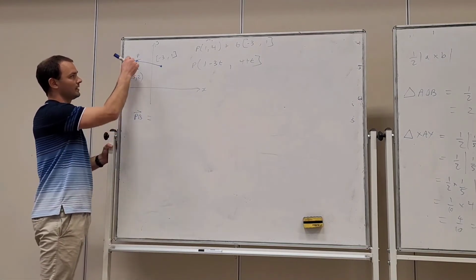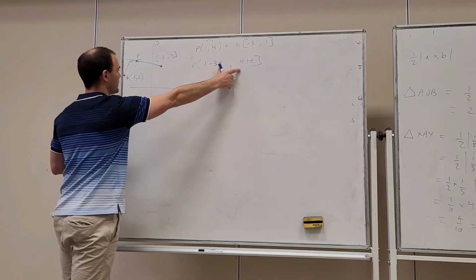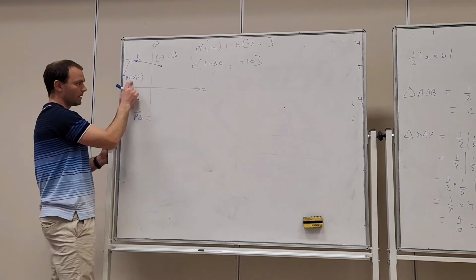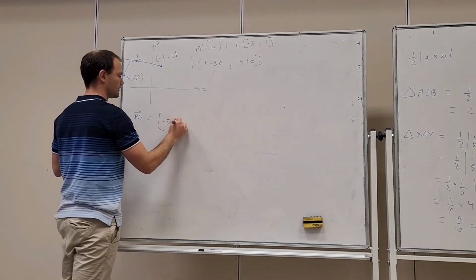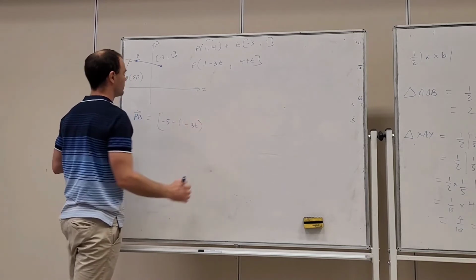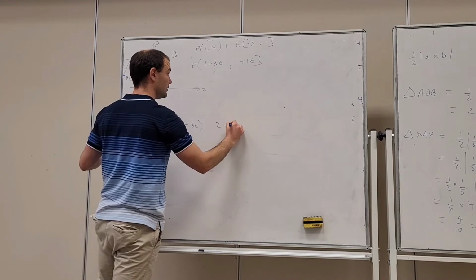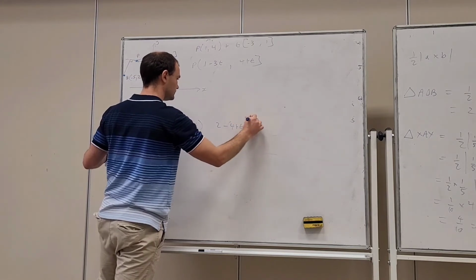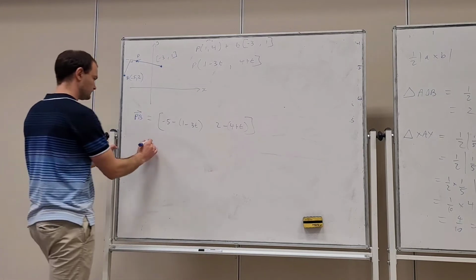So vector PB, the vector from the sailboat to the buoy. Here's the coordinates of P, here's the coordinates of B. We're going to do B take away P. What do we get? We're going to get -5 take 1 take 3t, and we've got 2 take away 4 plus t. Right, don't forget brackets so the negative can distribute there.